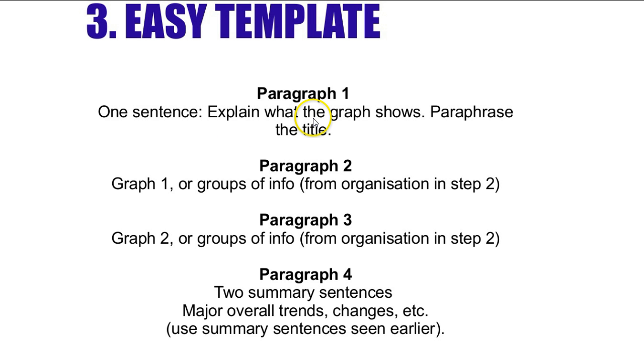So paragraph 1 will be 1 sentence. We're just going to paraphrase the title. Paragraph 2, groups of information from the organization we did in step 2. Paragraph 3, same, groups of information collected from the organization in step 2. And then paragraph 4 will be 1 or 2 summary sentences showing the major overall trends from the graph. In this stage we will use the summary sentences that I talked about at the very beginning.